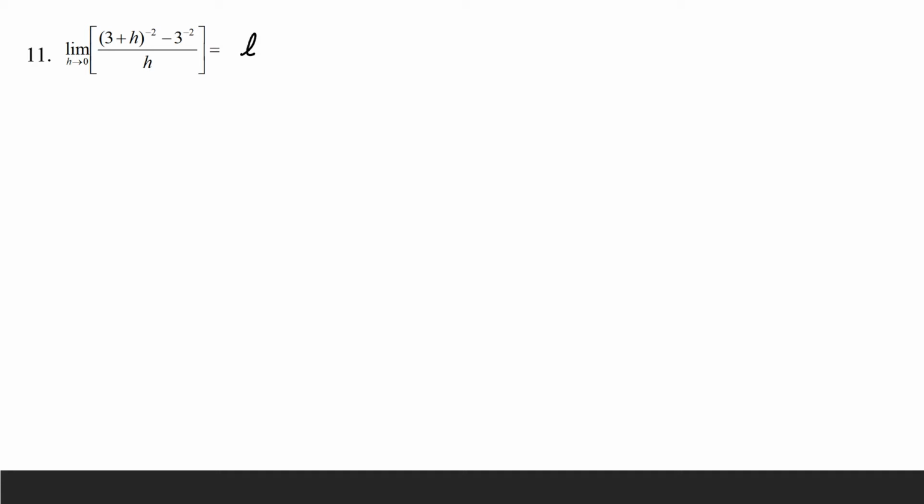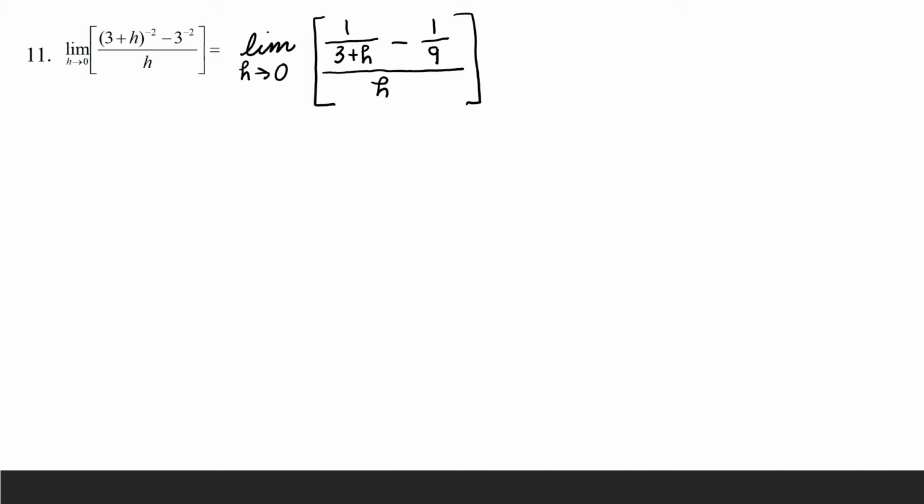So we have the limit as h approaches 0 of, well, that 3 plus h to the negative second power will be 1 over 3 plus h, and that 3 to the negative second power will be 1 over 3 squared, which is 1/9. And this will all be over h. And now it'll be a little bit easier to substitute into this.